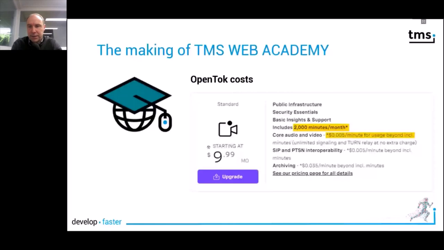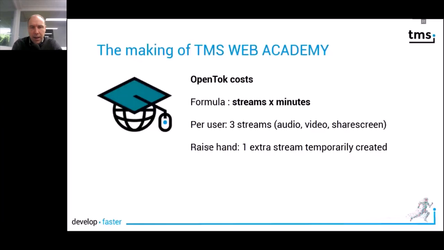Very important is now to understand how this cost is calculated. The cost is calculated from the formula: the number of streams times the number of minutes consumed. And here you need to be careful. Here in our Web Academy, we are at this moment using three streams. There is the video stream, the audio stream, and the share screen stream. So we have three streams.